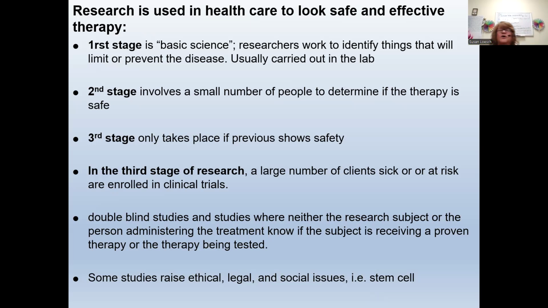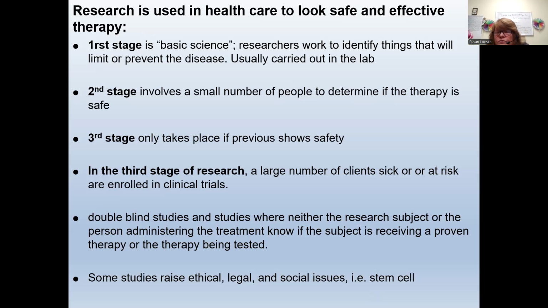We also use what we call double-blind studies. In this case, we might give a different treatment to the person versus the actual proven therapy or the therapy that's being tested. So here, they don't really use placebos anymore, but they could use something else besides the actual treatment. And no one knows who's getting what. The person administering it and the subject do not know whether they're getting the treatment or the test treatment.